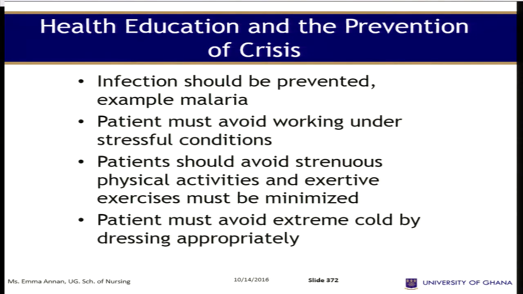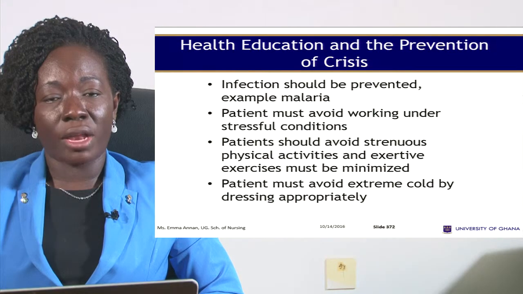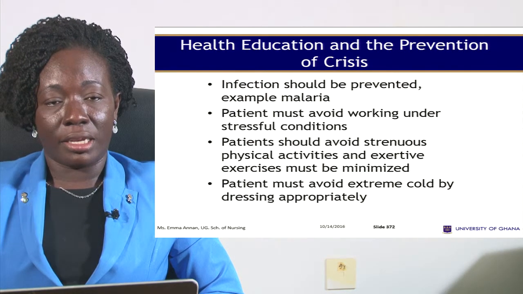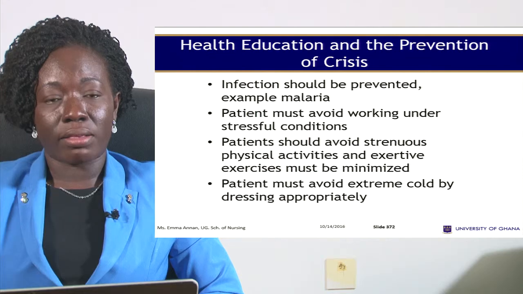Infection should be prevented. You tell the mothers that prevention of infection is very, very important, because infection can lead to crisis. An example is malaria, because it breaks down red blood cells. It can lead to all sorts of problems for the patient. Patients must avoid working under stressful conditions. Patients should avoid strenuous physical activities and exertion, and exercise must be minimized. So if the child is in school, you tell the teachers, especially the physical education teacher, that this child is a sickle cell patient.